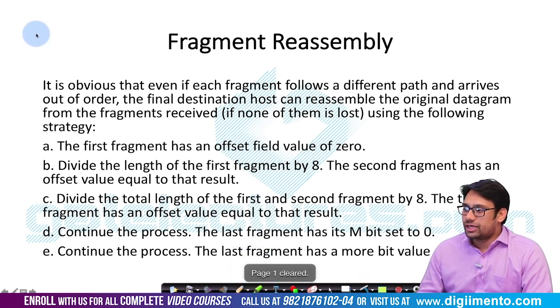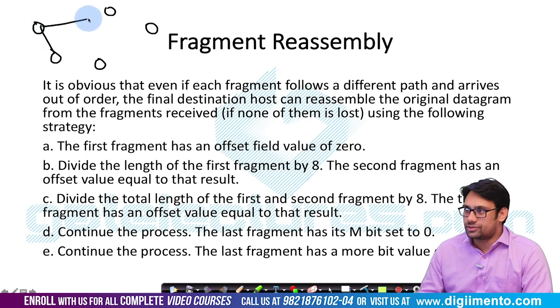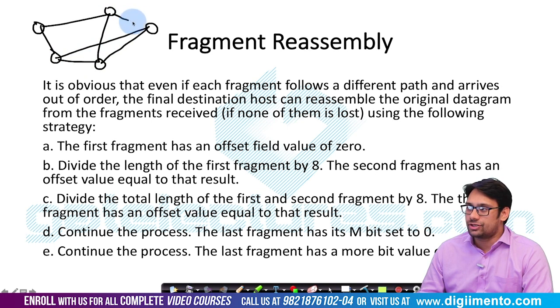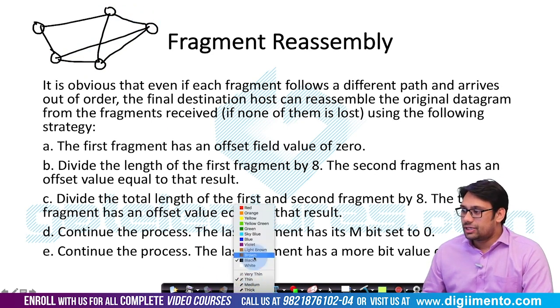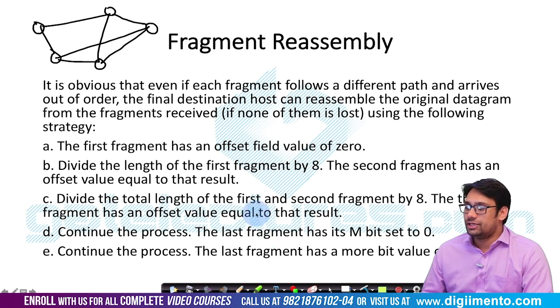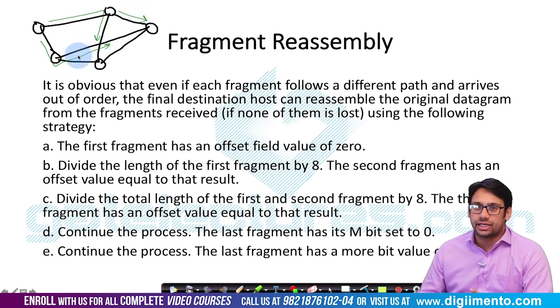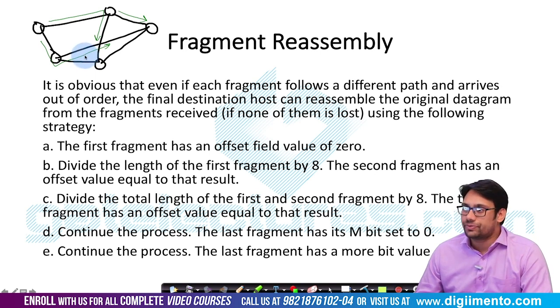So assuming that this is your network, in your network there are various routers present. There can be any kind of configuration of this network. Now in this network, every datagram can take different paths. For example, one datagram can go through this path, another datagram can go through this path, one datagram can also take this path, and so on. So any datagram can take different paths in the network.